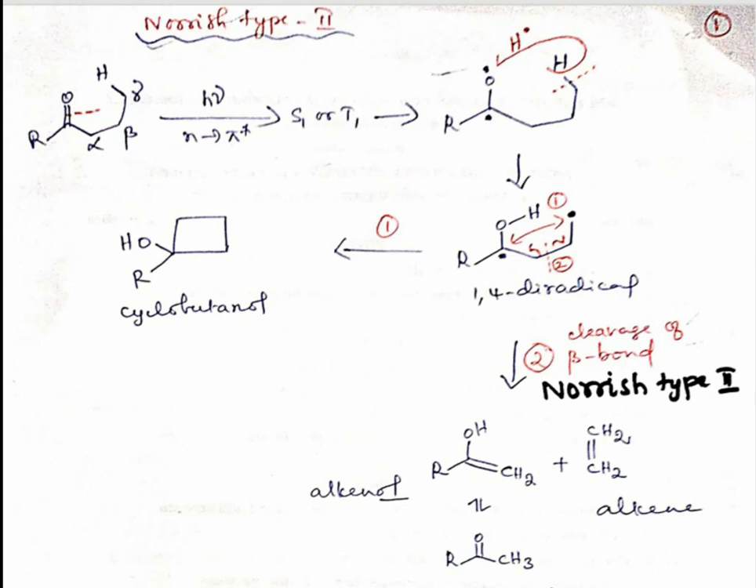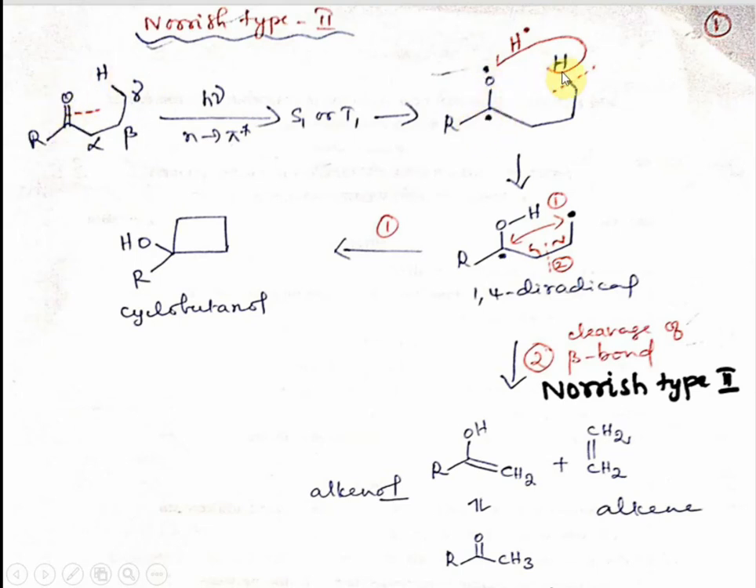So once again I repeat: ketones that possess gamma hydrogen, alpha, beta, gamma hydrogen, in presence of light form a biradical. How is it forming the biradical? First there will occur a homolytic cleavage of the carbon-oxygen bond. In carbon there will be one electron and in oxygen there will be another electron. This is due to homolytic cleavage of C=O, and there is a formation of biradical.